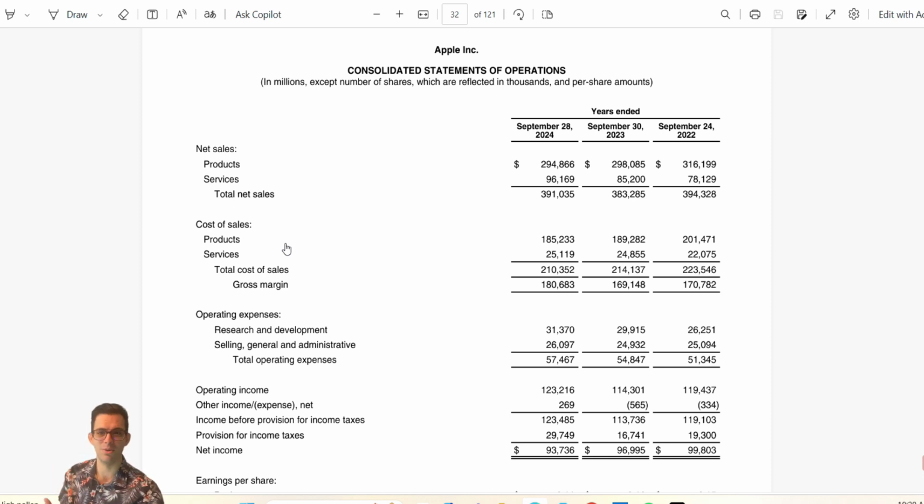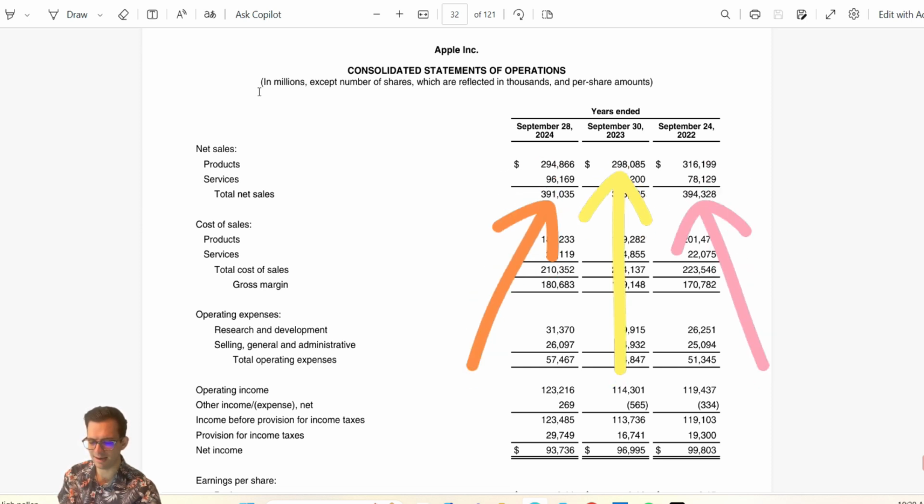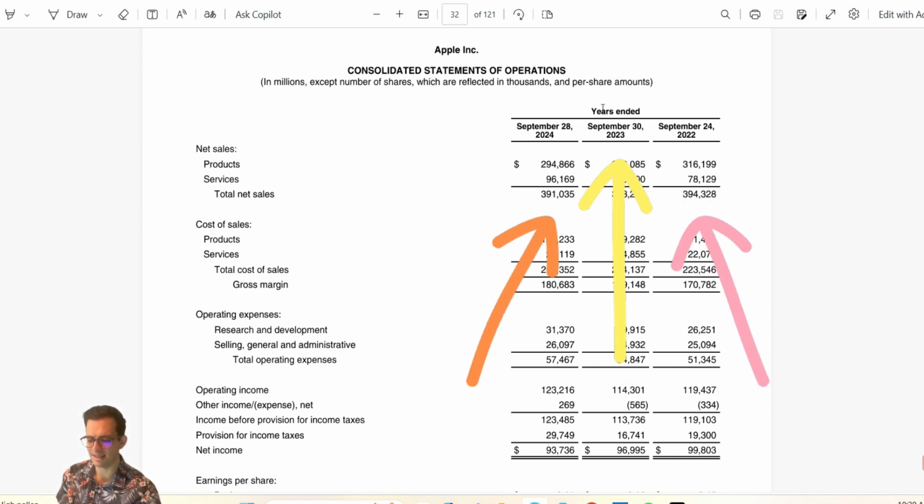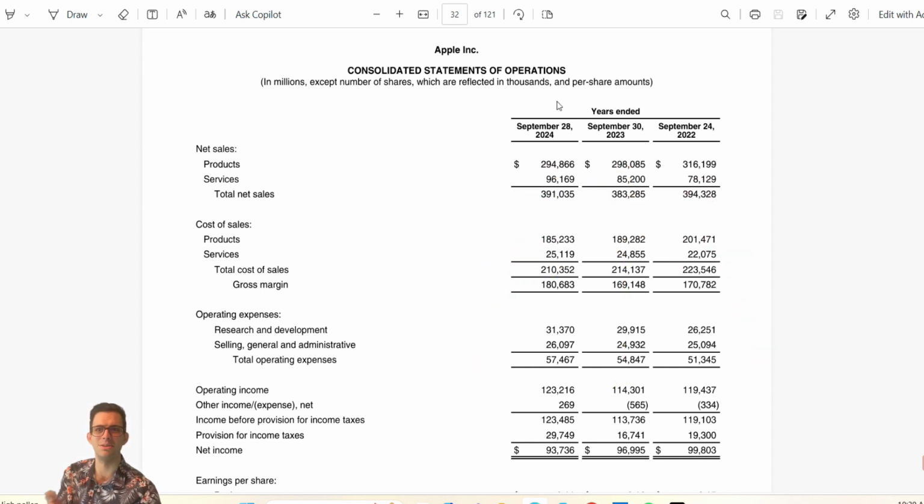So we're taking a look. We start at the top and work our way down. We see in millions, meaning that the lowest number that we're looking at is $1 million. And then we're going to see over here that the years ended. We got the first column is 24, next column 23, last column 22. It's good to be able to compare those years that happened together.